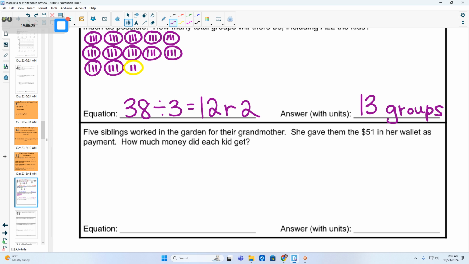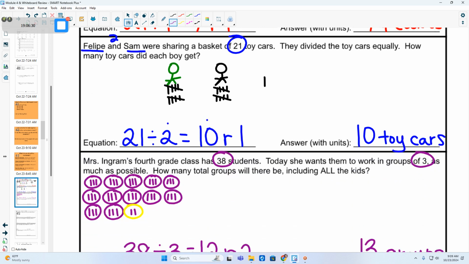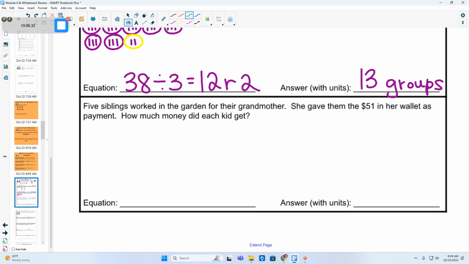This last one should be a money problem. Let's look. Yep, because there's a decimal left and money is shown as a decimal. So we're going to make this remainder into a decimal. 5 siblings worked in the garden for their grandmother. She gave them the $51 in her wallet. How much did each kid get? All right, so we've got $51 divided by 5.